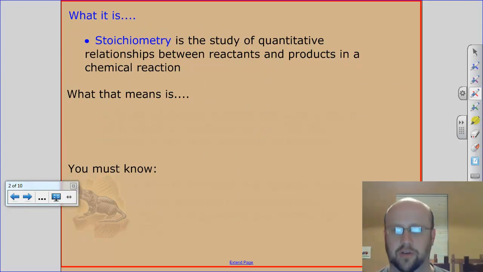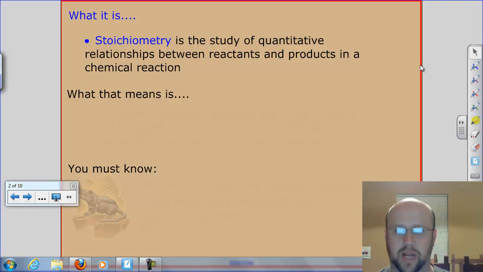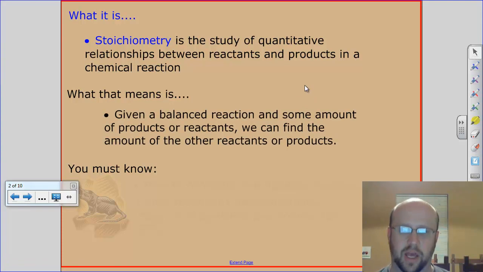Stoichiometry is the study of quantitative relationships between reactants and products in a chemical reaction. And you're like, okay, that's great, Arnold. What does that really mean? So what that means is that if we have a balanced equation, a balanced reaction, and we know one thing, so how many products or how many reactants, or this many grams of this thing or this many moles of this thing or this many atoms, then we can find how much of all of the other stuff we have. That's it in a nutshell.